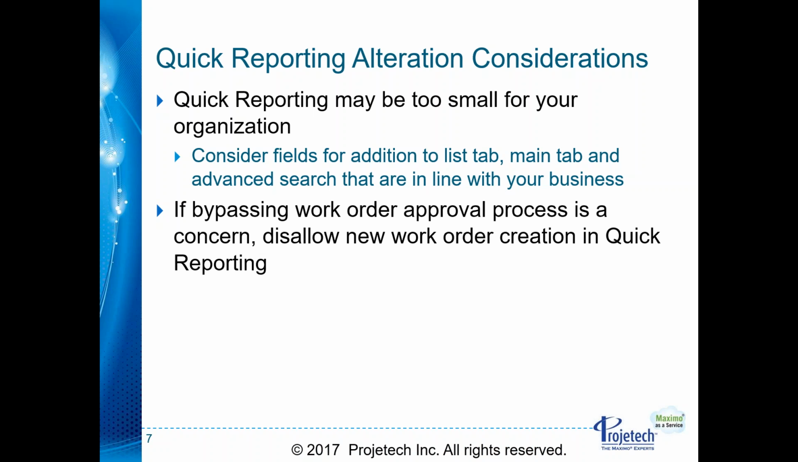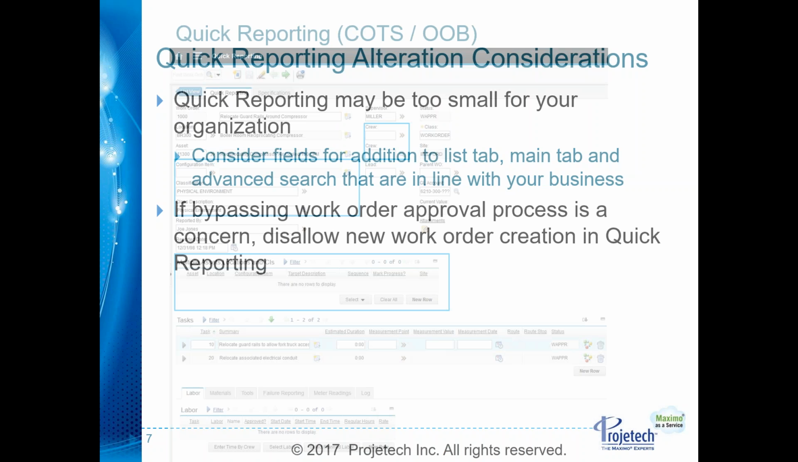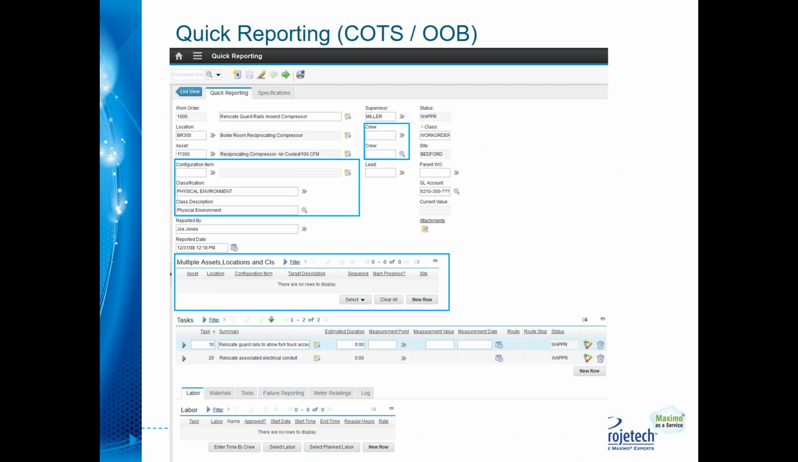Here is quick reporting in the commercial off-the-shelf, that is the COTS or out-of-the-box, the OOB configuration, for whichever acronym you prefer, or you may have a different one. This often has a few items to be altered, and just as examples, think about what you use. Do you use, for example, configuration items, classifications on work orders, one or both of the crew fields, the multi-asset section? In short, if you don't use it, you want to hide it. You can use a security toggle, or you can remove it entirely.